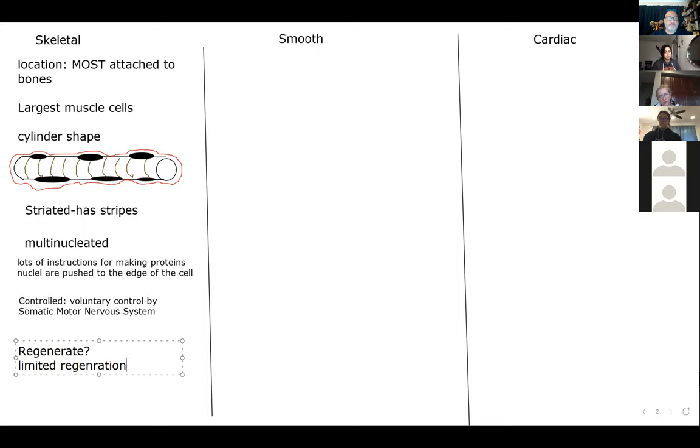All right, then let's do the same thing for smooth muscle. What would you say is the location of smooth muscle? Organs. Okay, what kind of organs? The viscera. Okay, visceral organs. So my liver, does my liver have a lot of smooth muscle in it? No. So what's a visceral organ? So why doesn't it have? Oh, I like digestive tract. That's definitely a part of it. Not all of it, but definitely a part of it.